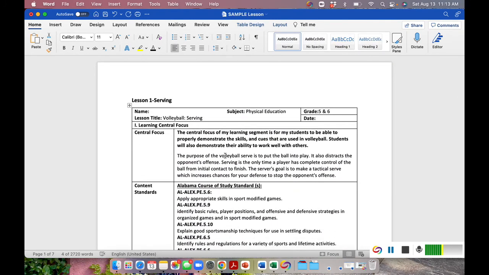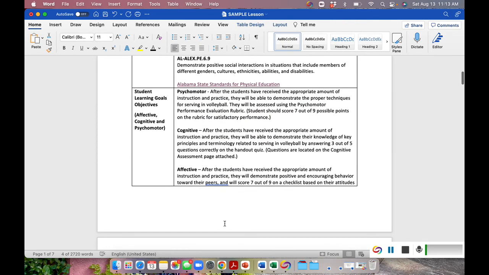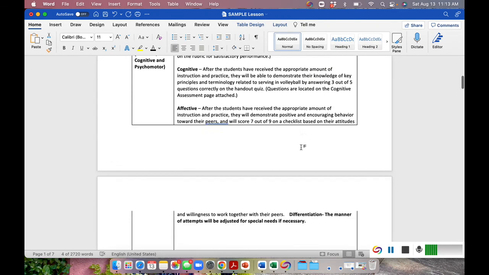Couple of things as we close out here. Don't forget your central focus is the why. Your content standards. You have access to a link right here. Your objectives need to be measurable. I need that criteria. It's so important.